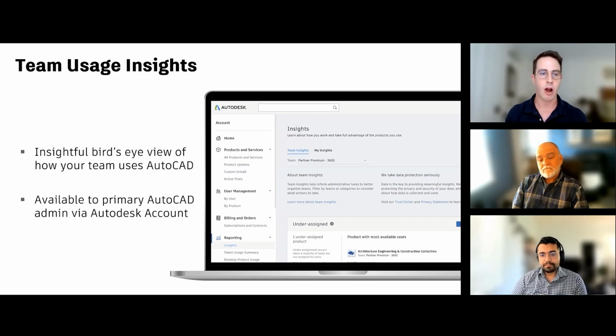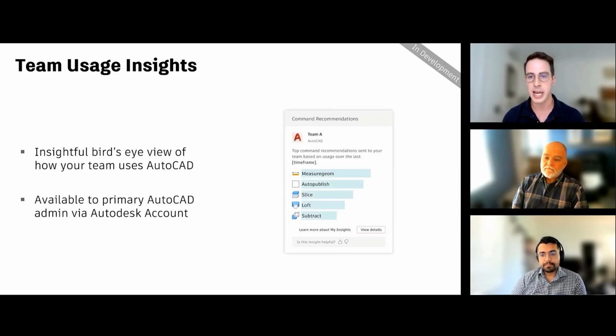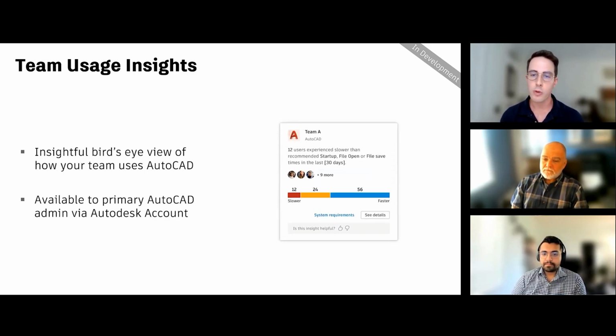So team insights are available to the primary AutoCAD account admin in the AutoCAD accounts portal and provide a bird's eye view of how your team is using AutoCAD and where there might be some room for improvement. So for example, you might see an aggregate summary insight of the actual individual usage insights that your team is receiving so that you can know where your team might be struggling with certain commands and be able to address those issues directly. Or you might see an aggregate view of the software performance that your company is receiving, which might trigger you to want to improve that performance or address those issues.